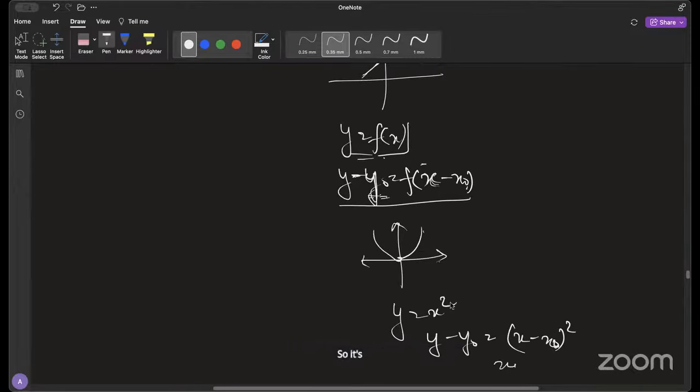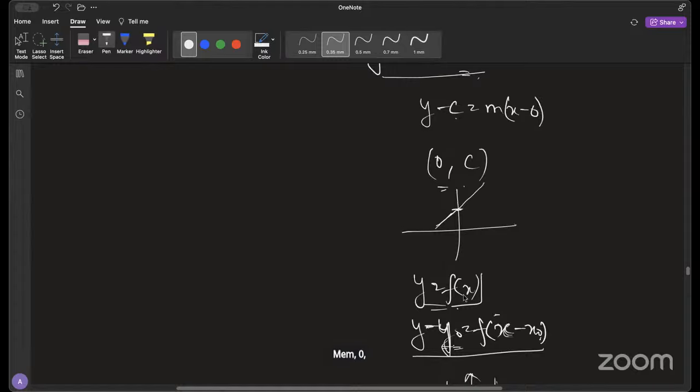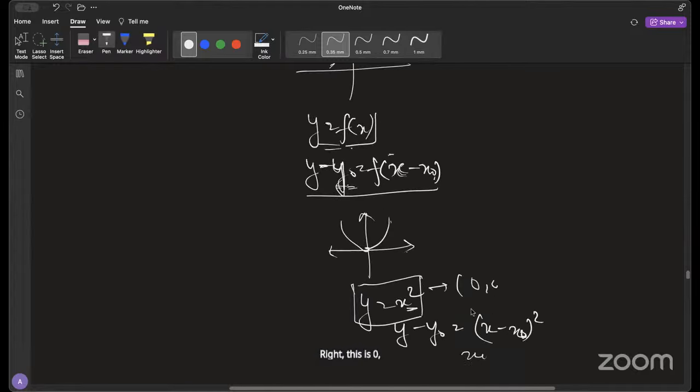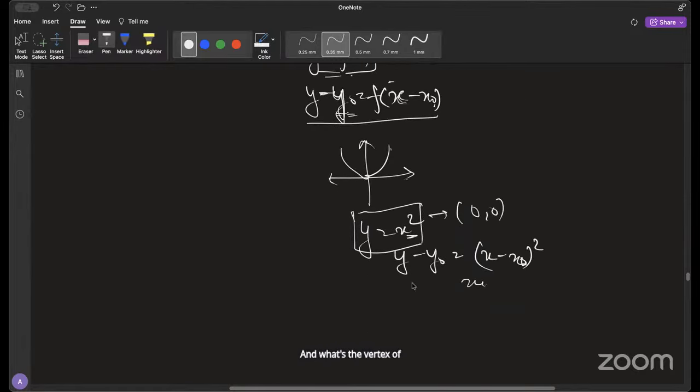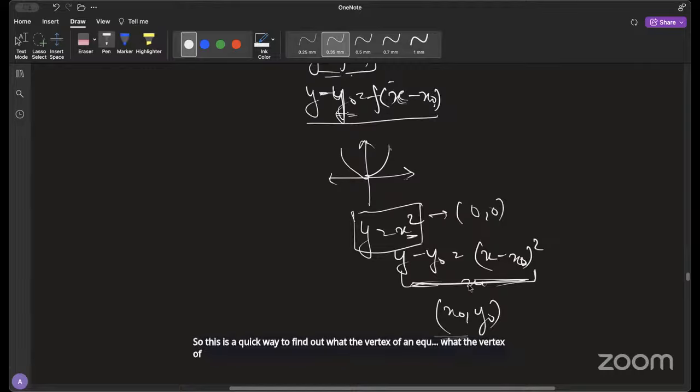What's the vertex of this function? It is 0, 0. And what's the vertex of this one? The vertex of this is x naught, y naught. So this is the quick way to find out what the vertex of a parabola is. If it looks like this, the vertex is x naught, y naught.